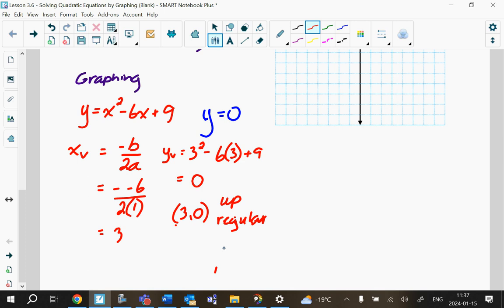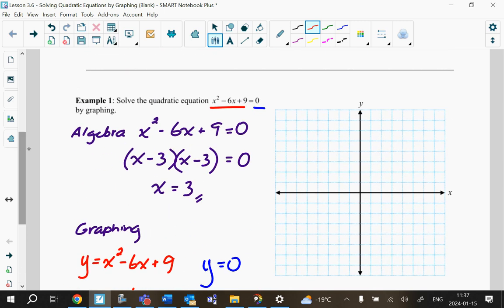So the vertex is at 3, 0. 1 out, 1 up. And then, 4 up. Thank you. That's the left side of the equation. Now, that's the hard part.